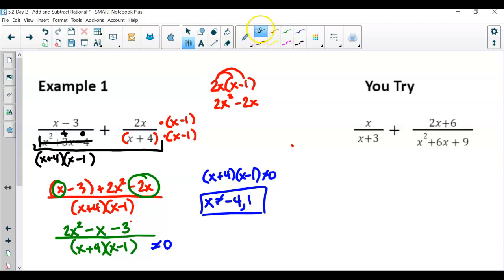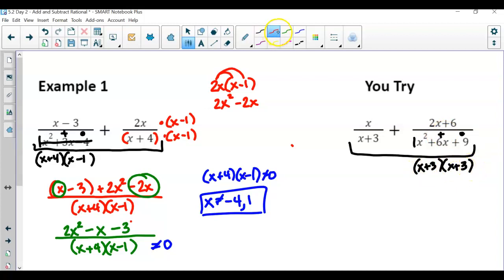Here we go. So again, I see here I have a binomial, the x plus 3, and here I have another trinomial. So I'm going to go ahead and factor this trinomial to see what I end up with. Well, I could factor this going straight to my parentheses because x squared has coefficient of 1, a is 1. What numbers multiply to give me 9 and add to give me 6? 3 and 3. So x plus 3 times x plus 3.